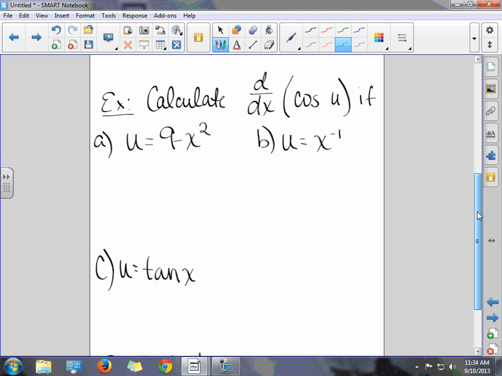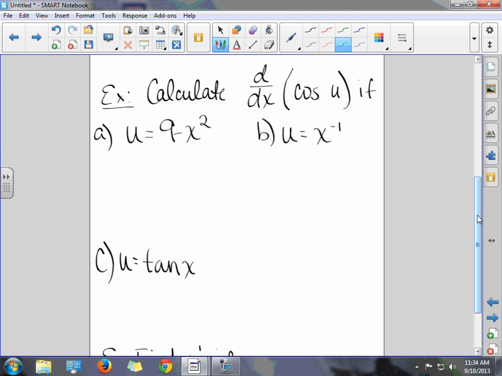So let's just look at some examples. Here my outer function is going to be cosine of u, and then I have all these different inner functions. I'm going to see what happens. So the first thing I'm going to do is rewrite my function.